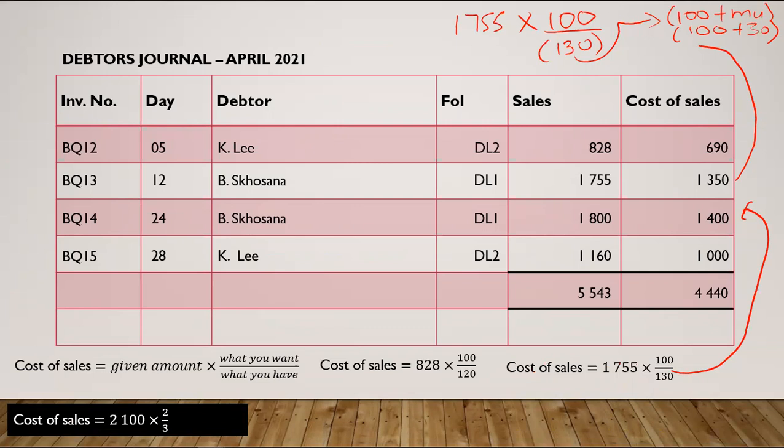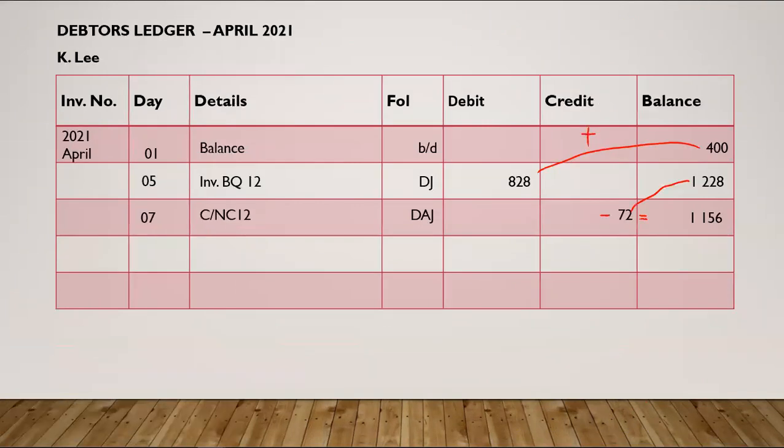This will affect the debtors ledger of Kaylee. It'll go up obviously because Kaylee bought on credit. DJ will be on the debit side, increasing the balance from 1,156 to a new balance, which will be, so when you take 1,156 plus 1,160, it'll give you 2,316. Okay. Let's go to the last transaction.